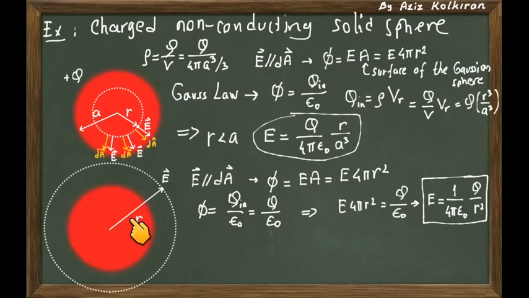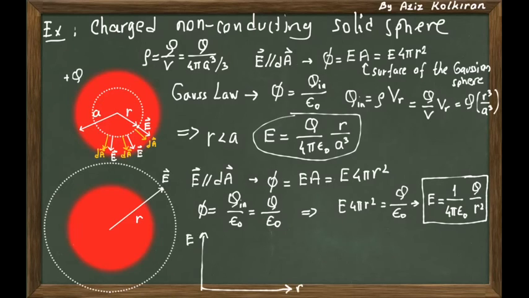We have done this for the spherical shell too. If you are outside a spherically symmetric charge distribution, then the electric field at that point is nothing but as if all the charge is located at the center. So we recover the same result as that of a point charge.